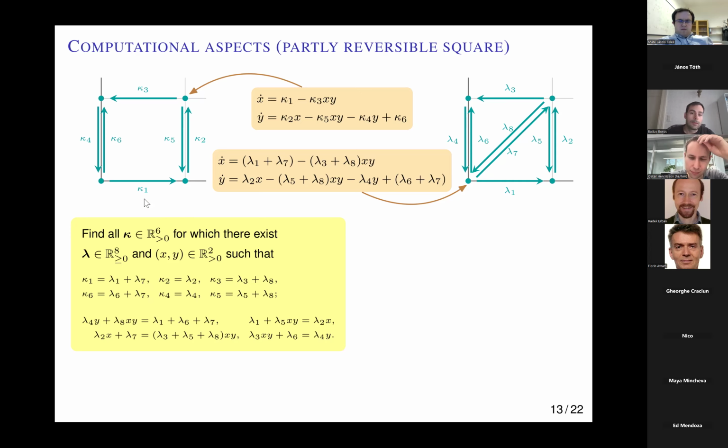So I'm taking an auxiliary network here with rate constants lambda. This is absolutely the same thing copied here from some pages back. I want to find all the kappas for which there exist lambda and x and y such that dynamical equality holds between the two ODEs, and the second one is vertex balanced. And as you see, this is a nonlinear quantifier elimination problem. It's linear in lambda, but it's nonlinear in x and y.